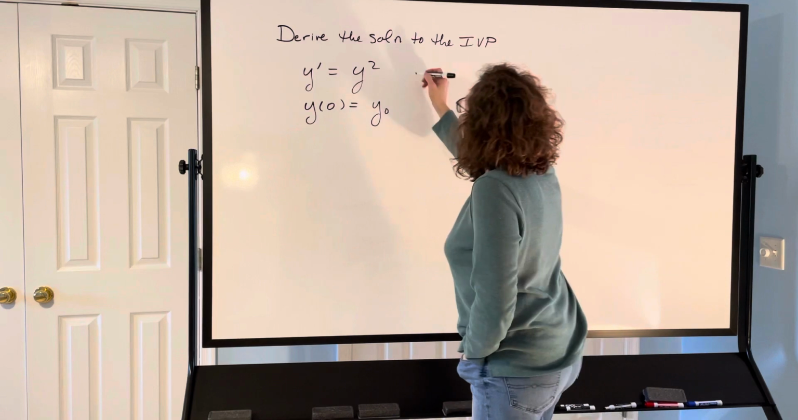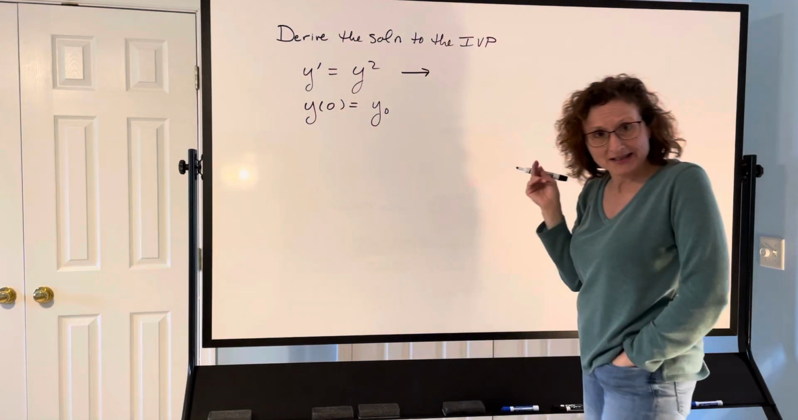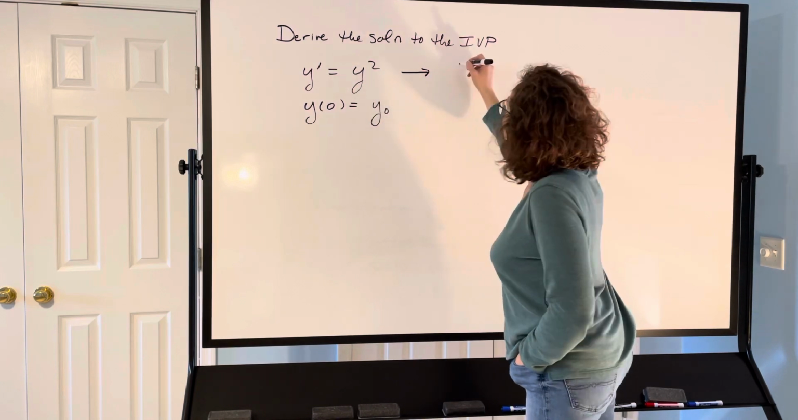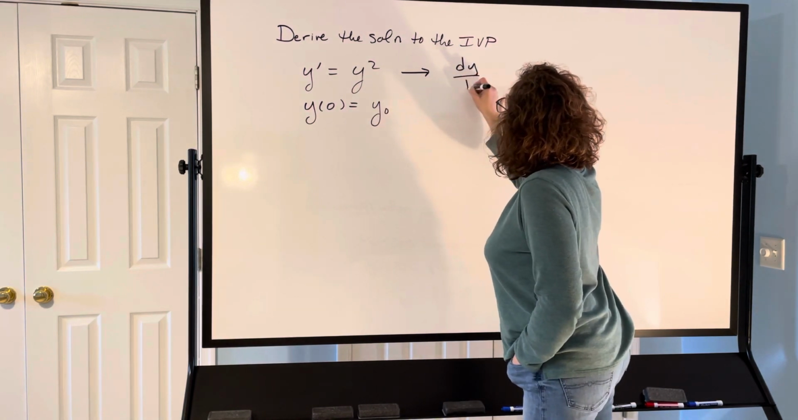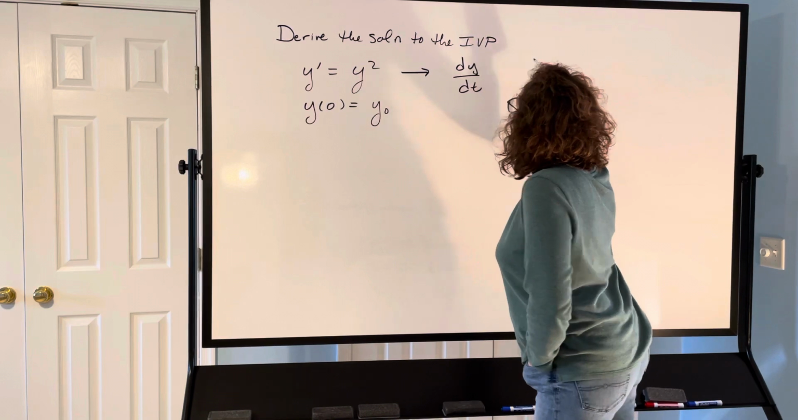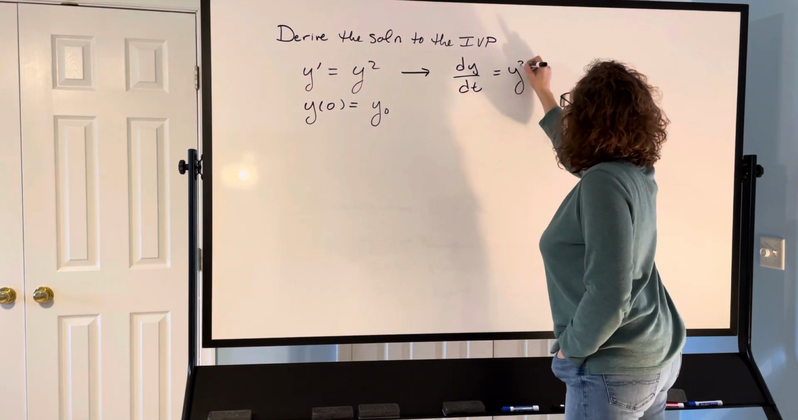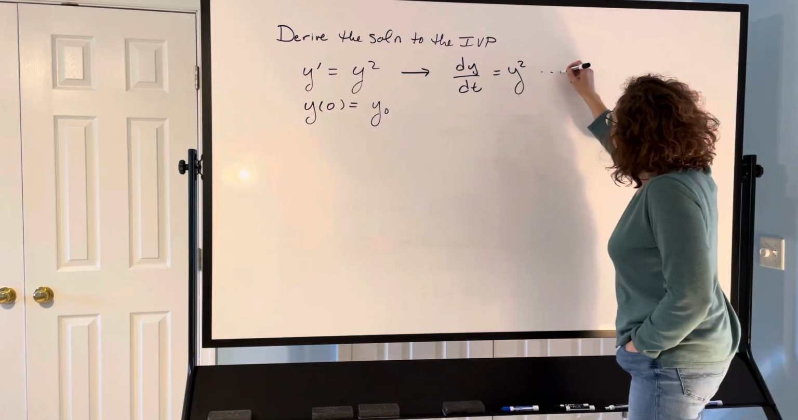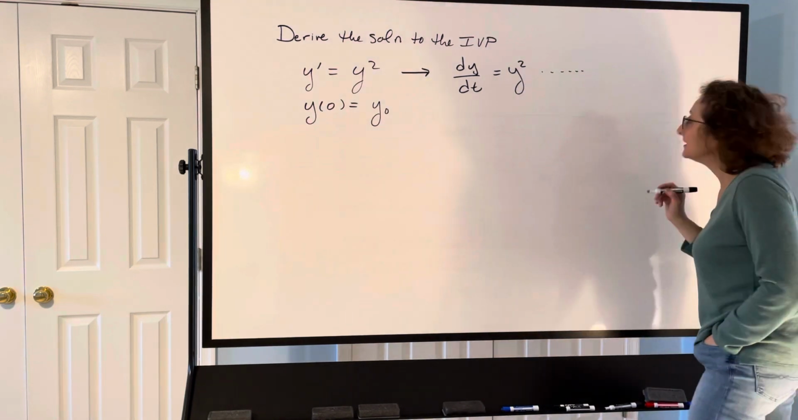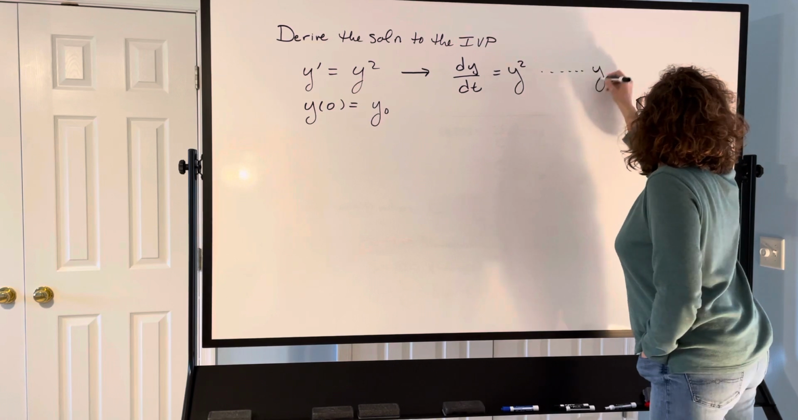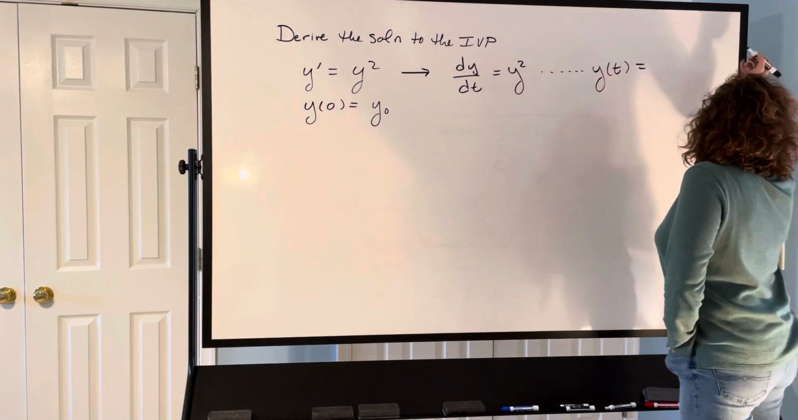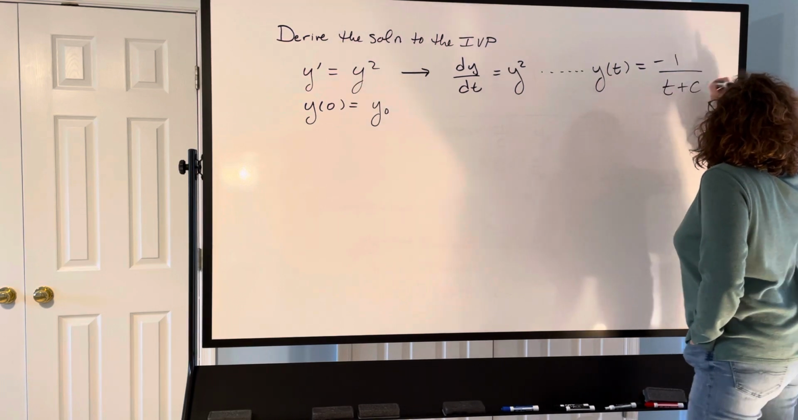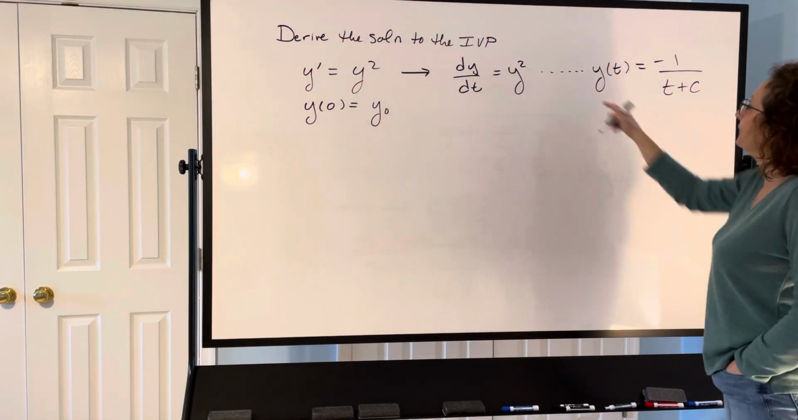Okay, since we've been talking about t as an independent variable, let's rewrite this. If I was going to solve this, I would write it in this notation, dy/dt is equal to y squared. Very nice. And now I'll just let you go through the steps of showing that y as a function of t is equal to minus 1 over t plus a constant. So you should fill in those steps.